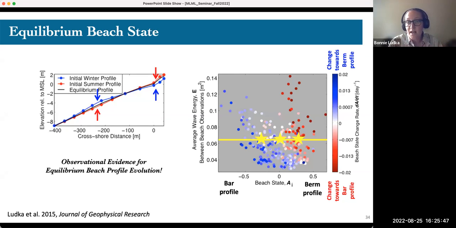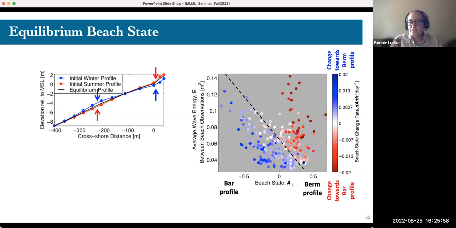So we were really excited about this. And we asked ourselves, okay, how can we use this to make a predictive model? So we defined an equilibrium wave energy. This is the wave energy that, if your beach is in some particular state, would not change the beach at all. And we define that equilibrium energy as a linear equation relative to the beach state. We chose linear just because we want to keep it simple. That's the main reason as we were designing this.